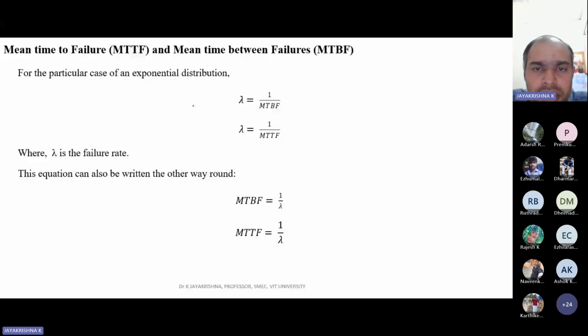Here you see lambda is equal to 1 by MTBF, mean time between failure. Lambda is equal to 1 by MTTF. So by using both of these formulas, we can calculate the failure rate.